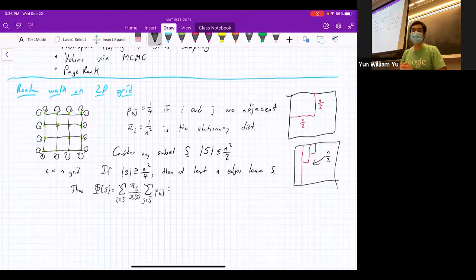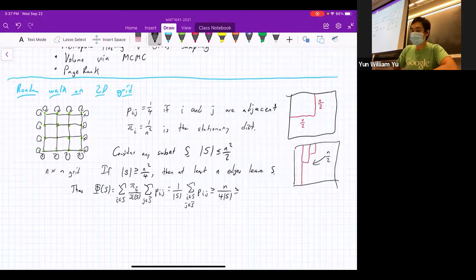But we have made life really easy for ourselves by picking a really nice uniform distribution. And so we know that this is just equal to 1 over the size of S times the sum over i in S and j in S bar of pij. Now what exactly is that sum? Well, for each edge between i and j, if it exists, then you have a 1/4 probability. If it doesn't exist, then you don't. But how many edges are there from the set S to the set S bar? At least n. So this means we have at least n over 4 times the absolute value of S, which is greater than or equal to 1 over 2n, which is omega of 1 over n.